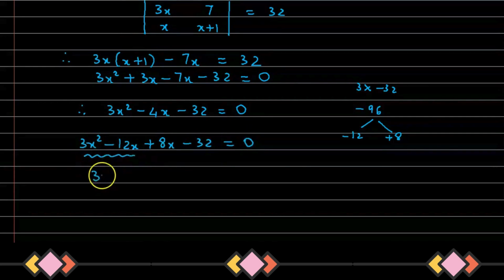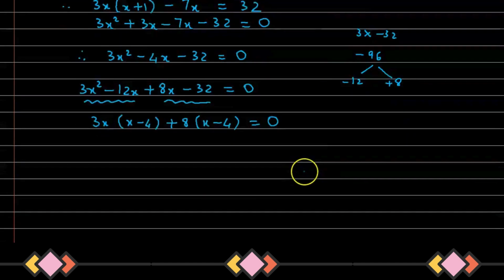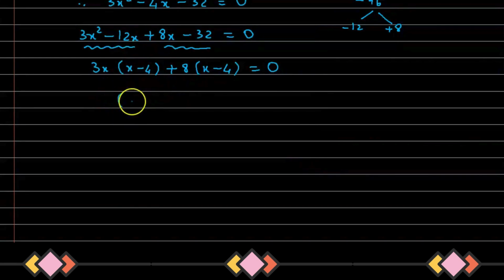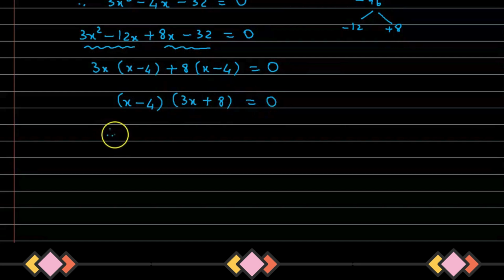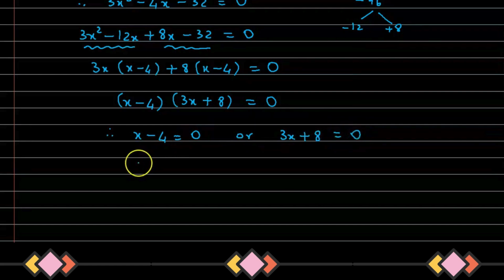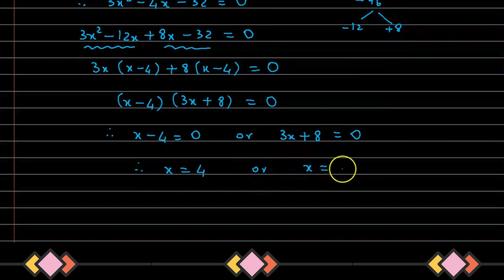पहले दो टर्म में 3x कॉमन है तो ब्रैकेट में आएगा x minus 4. ये दो टर्म्स में 8 कॉमन है. So again in brackets we have the factor x minus 4 is equal to 0. Again x minus 4 ये हमारा कॉमन फैक्टर है तो दूसरा फैक्टर आएगा 3x plus 8 is equal to 0. So therefore x minus 4 is 0 or 3x plus 8 is 0. तो यहाँ से हमें मिलेगा x is equal to 4 और यहाँ से आएगा x is equal to minus 8 by 3.